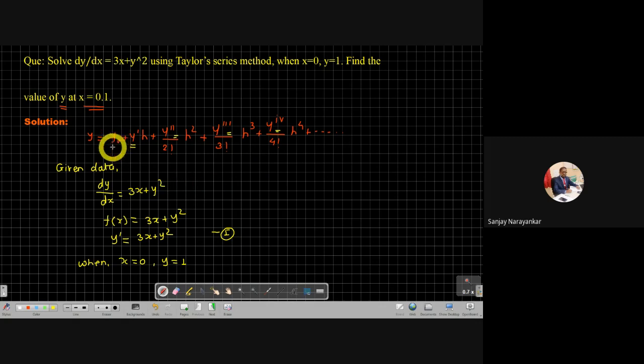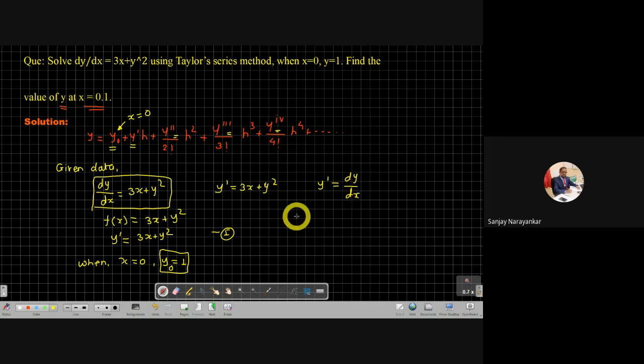Otherwise, y0, that means at x is equal to 0, the y value is already given. So we can use this as the y0 value, right? So this is the y0 value. Then what is the next, the y dash value? The y dash value is nothing but the function which is already given in the problem statement, right? The same equation can be written in some cases as y dash is equal to 3x plus y square. Don't get confused because y dash itself represents dy by dx. It's a first derivative function, right?